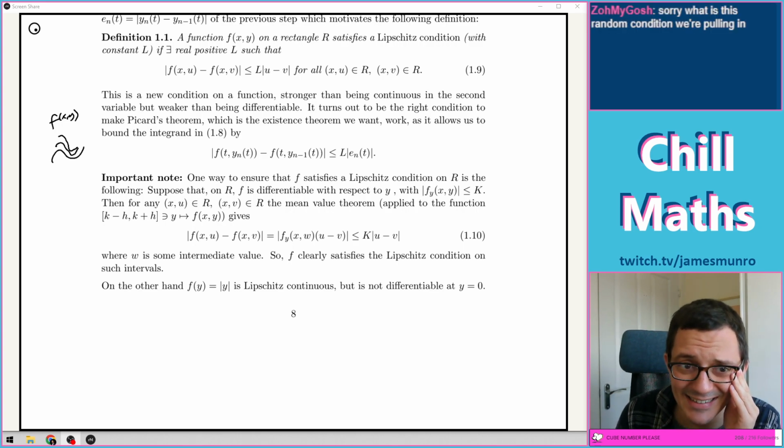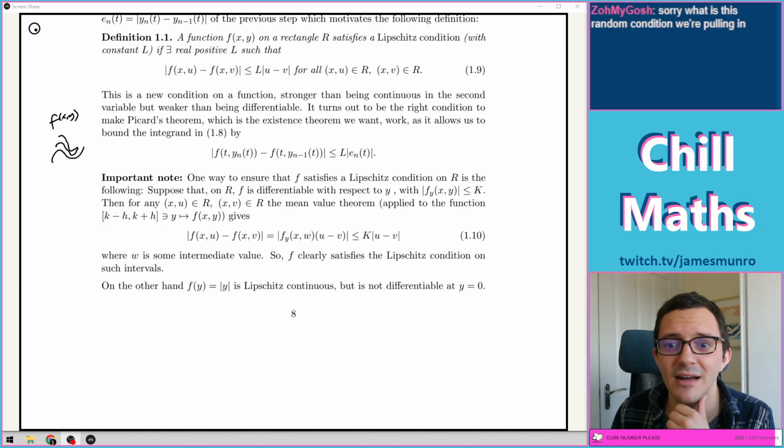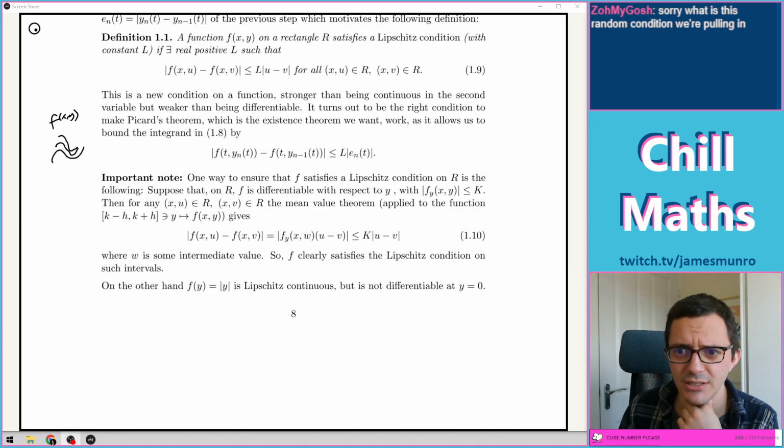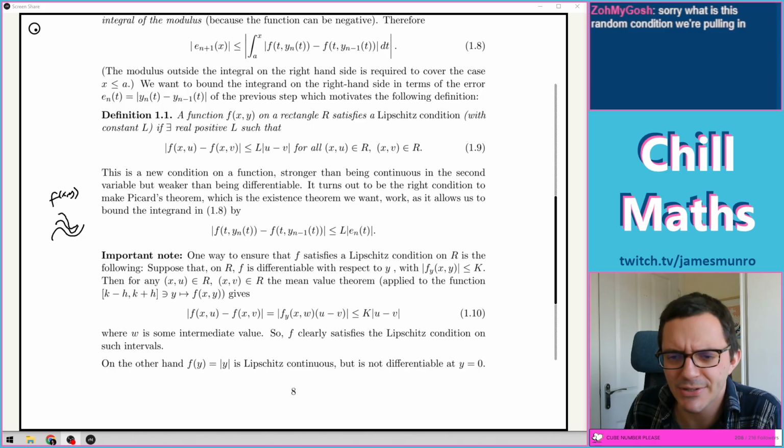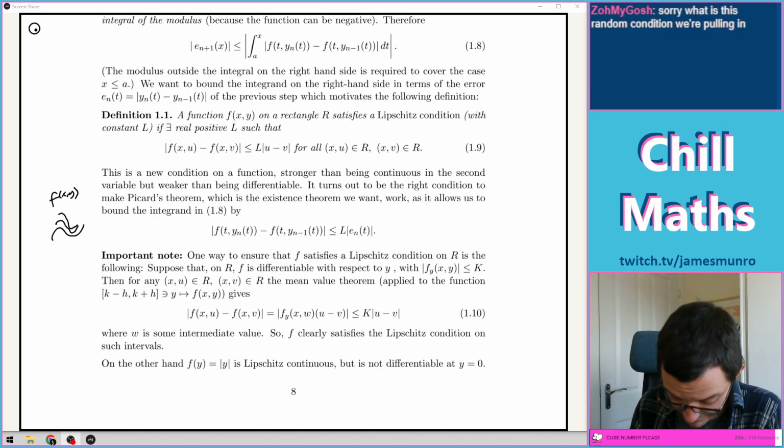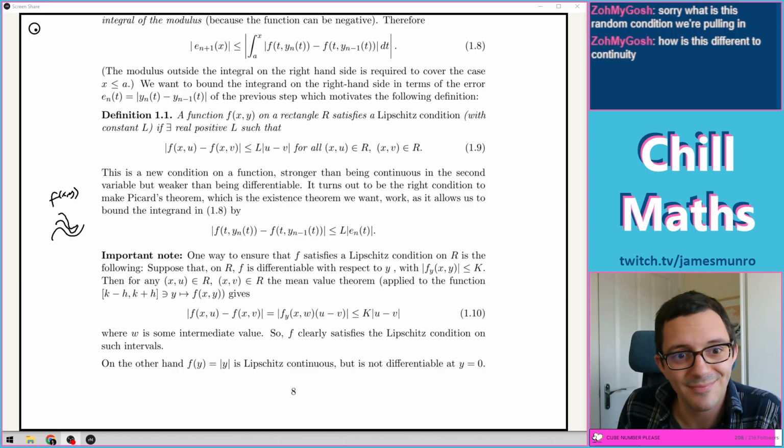Oh my goodness, what is this? Yes, we're pulling in a random condition. This is going to be one of the terms and conditions on f, I suppose. There is a very big "it turns out that" in the middle, which, yeah. So this is different from continuity. It's stronger than continuity, which means that there are some continuous functions that don't do this.